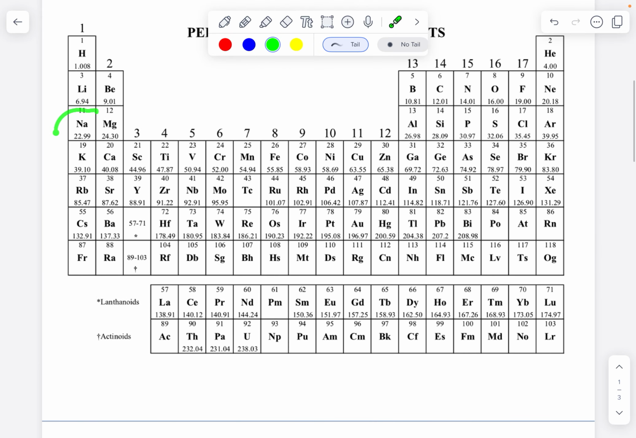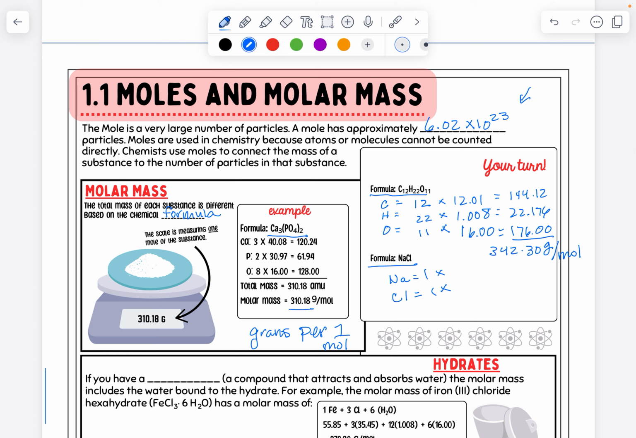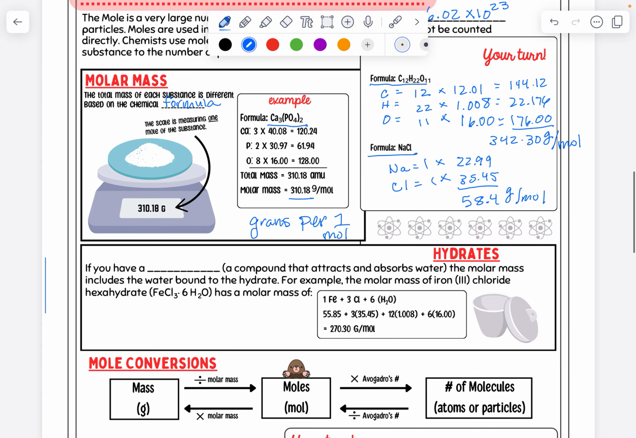Sodium is over here, 22.99. Chlorine is over here, and it's 35.45. So I'm going to plug those numbers in and add them together. They're multiplied by 1, so it's the same number, and I get 58.4 grams per mole. And again, if you're using a different periodic table, you might have a slightly different number, but that's okay, just as long as you're doing your calculations correctly.